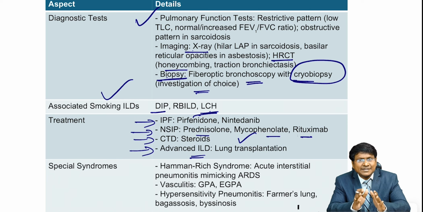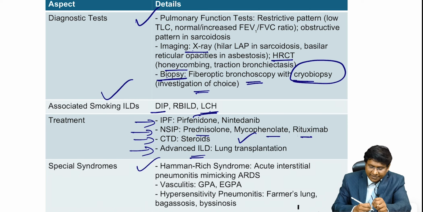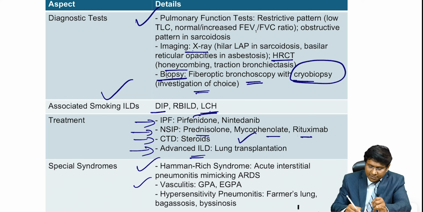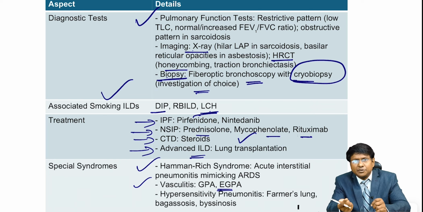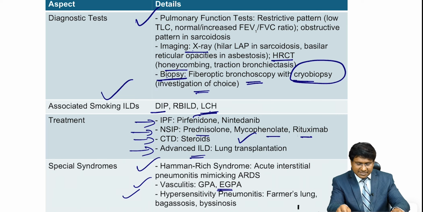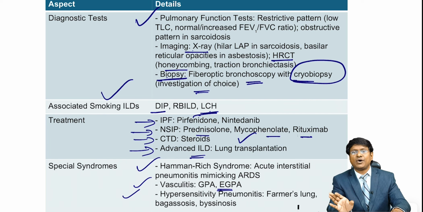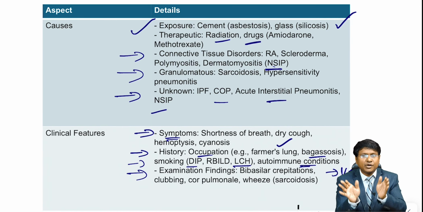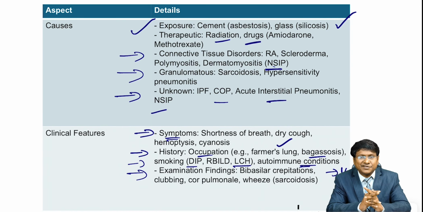And some of the special syndromes include the Hamman-Rich syndrome, where there will be acute interstitial pneumonitis mimicking ARDS. Next, vasculitis, that is granulomatosis with polyangiitis, or eosinophilic granulomatosis with polyangiitis. Next, hypersensitivity pneumonitis like farmer's lung and bagassosis. These are the special syndromes which will be contributing to the interstitial lung disease. So these are the important topics in the respiratory system for the quick revision.